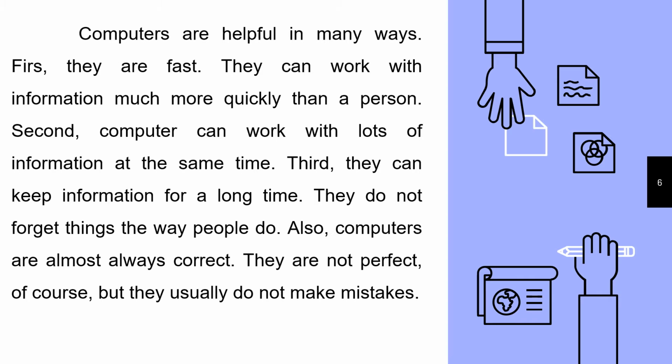Okay, so the main idea is computers are helpful in many ways. What is the topic? Computers. And the keyword that lets you know about the organization pattern, which is listing, is many, many ways. And there are also signal words such as first, then we have second, third, and so on.